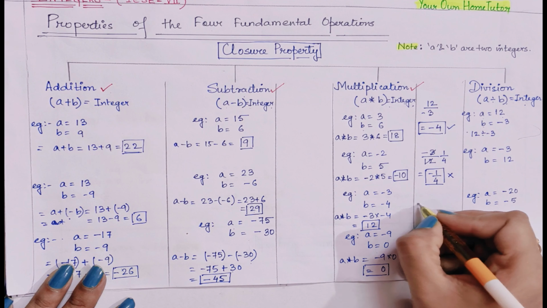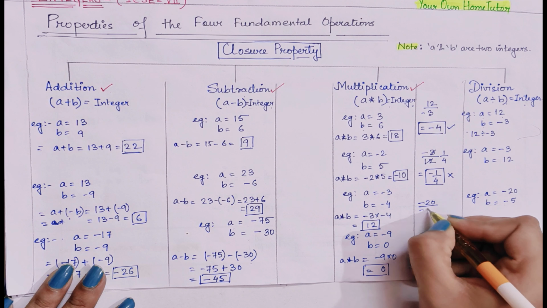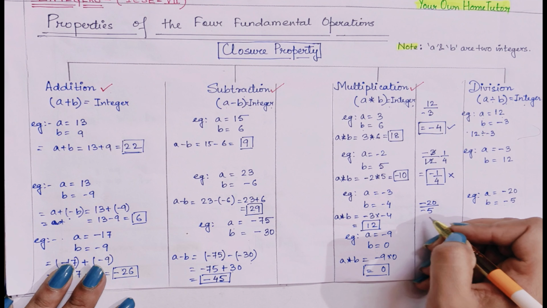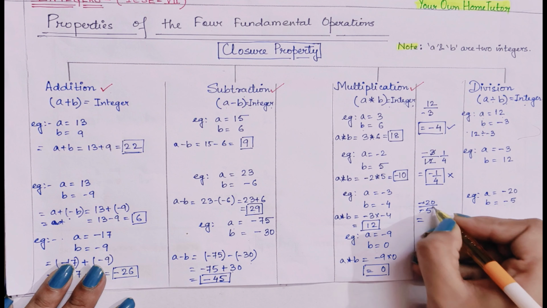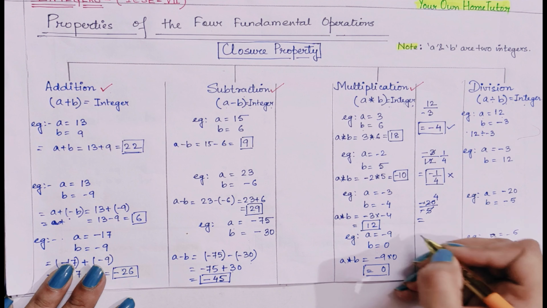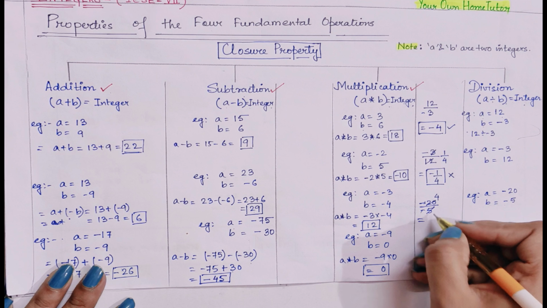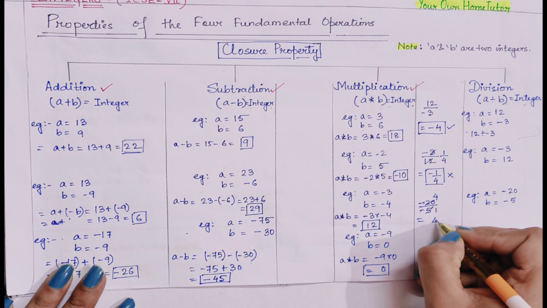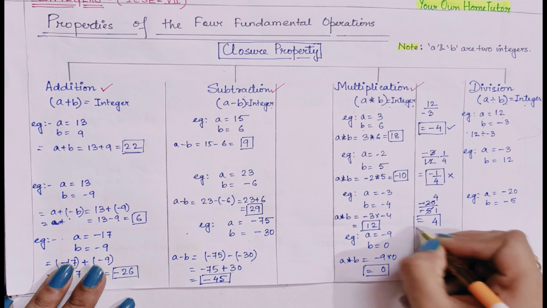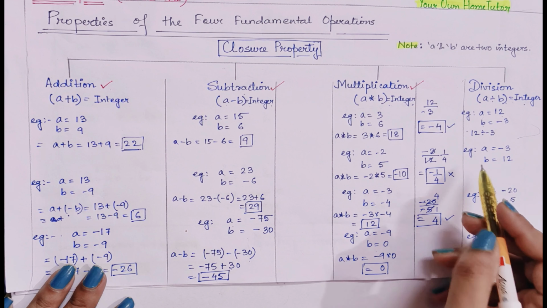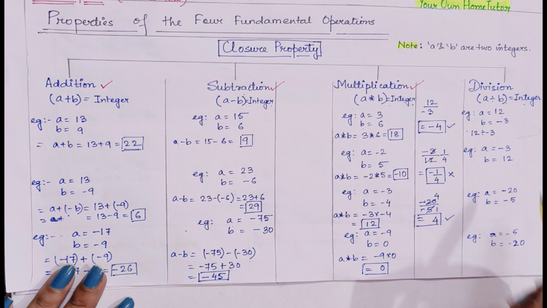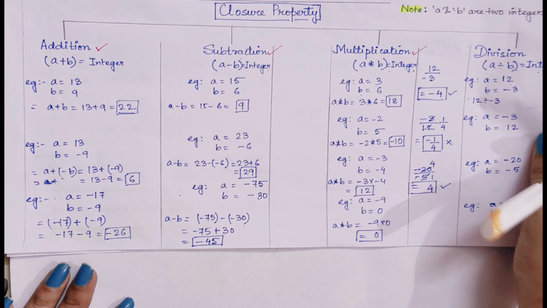For the third example, we have -20 divided by -5. Remember, whenever we divide two negative integers, we get a positive integer or a positive number. So let's see what we observed. We are getting 4, which is an integer. We will be learning more about negative and positive integer division going ahead.